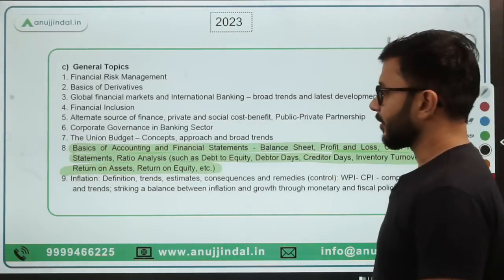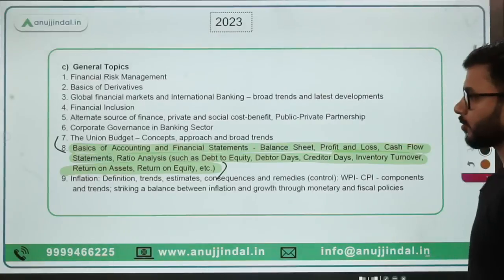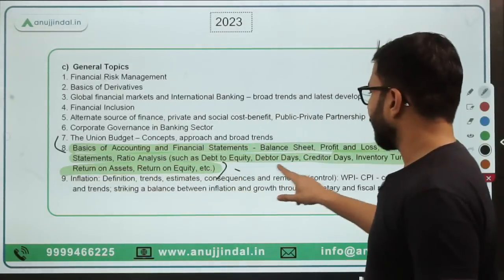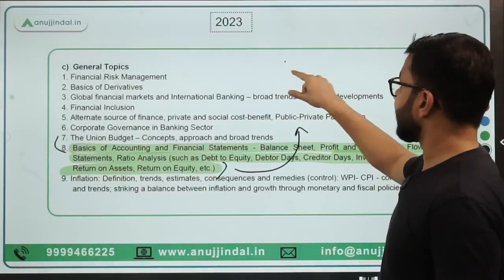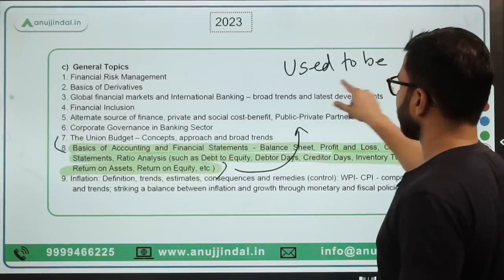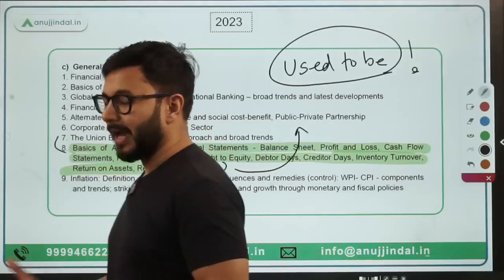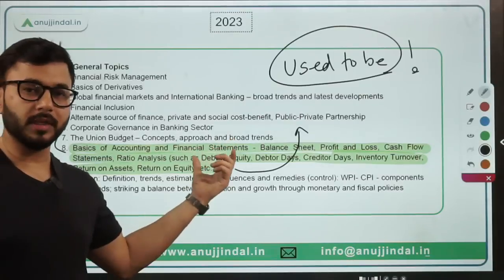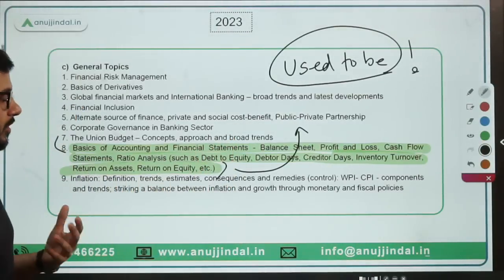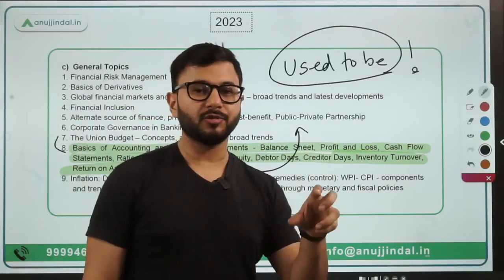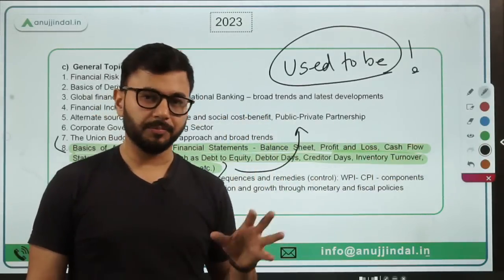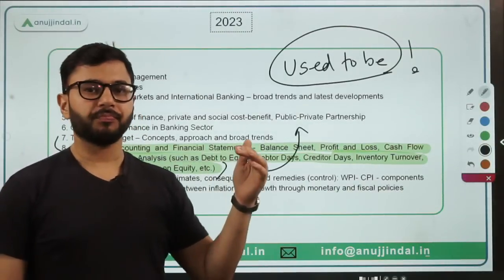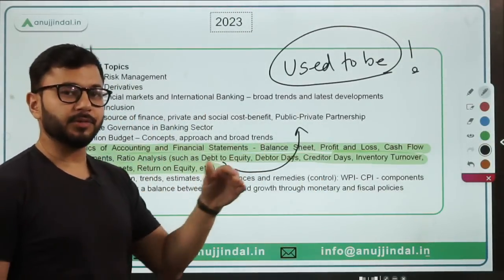What has been added in general topics? Now, this is something which is very scary for a lot of students. Basics of accounting and financial statements, balance sheet, P&L, cash flow statements, ratio analysis. Now, you might be feeling that this is something completely new, but it is not, because it used to be a part of the syllabus about 4 years back. They changed the pattern with which they were asking, and they stopped asking questions from this area. But now I feel that they realize how important this area is. In the next 1 or 2 years, they might have questions from financial management as well. Now, financial management is an altogether different area of study, a different subject that is core to finance. That is still not a part of the syllabus, but it might be. But for now, we have accounting and basics of financial statements as a part of the syllabus yet again.